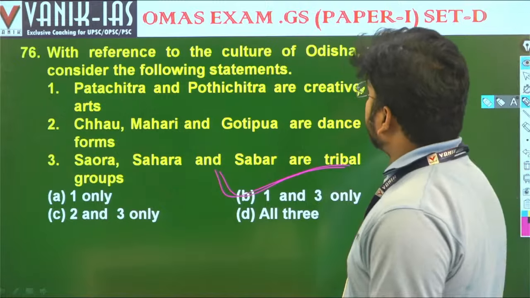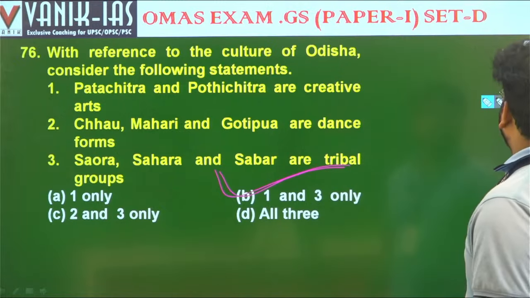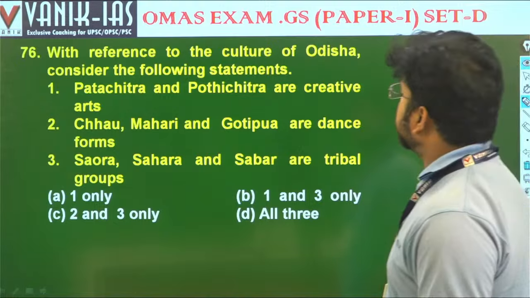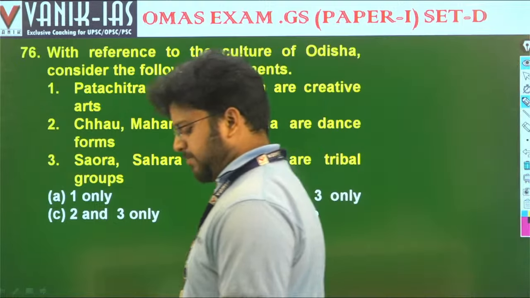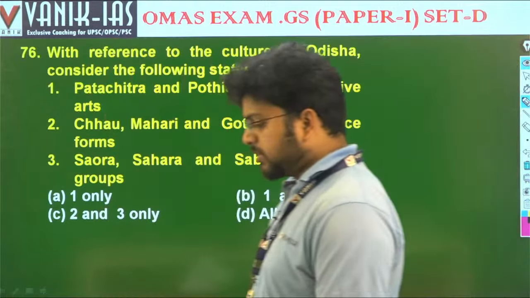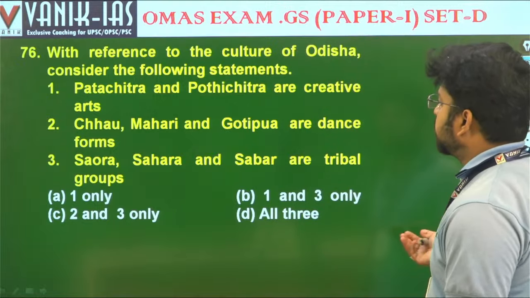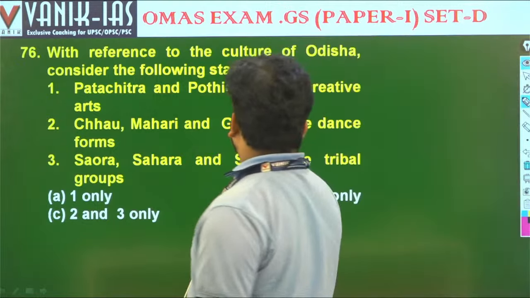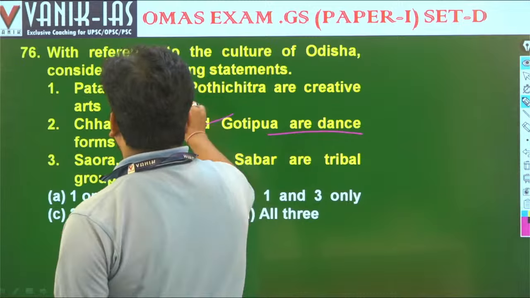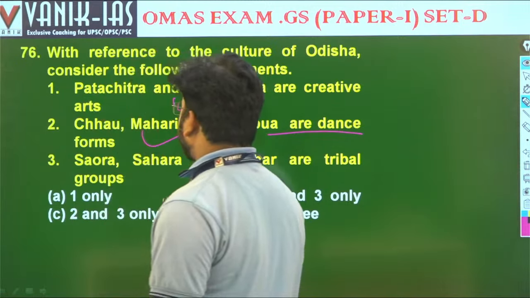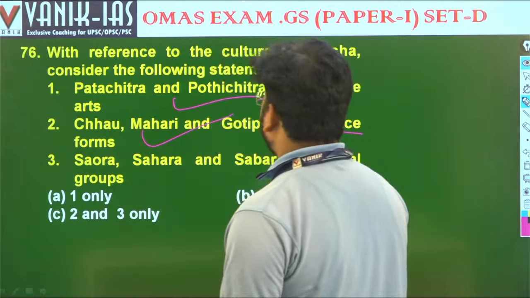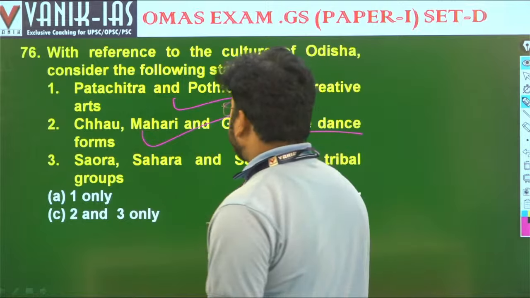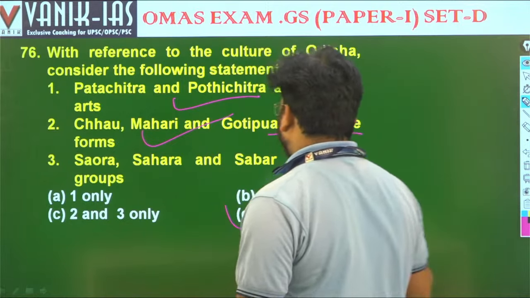With reference to the culture of Odisha, consider the following statements. Pattachitra or Pottichitra are creative arts. You can solve this question just by reading these things. We know Gotipua dance is a dance form, so this is right. Pattachitra, these are art forms, chitra. Sabara tribes, we know that. These are tribal groups. So all three are correct.